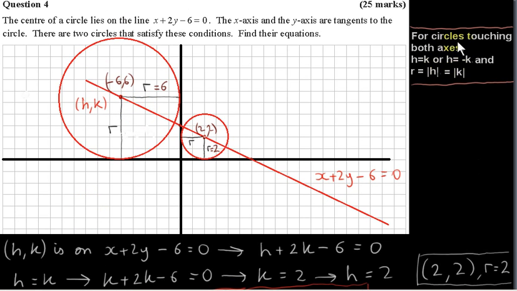I would recommend keeping this result in mind anytime you're dealing with a question involving circles touching both axes. And it doesn't matter where the circle is centered. It could be centered in this quadrant here. Then either h is equal to k, or h is equal to minus k, and the radius is just the magnitude of either h or k. Similarly for any circle centered in this quadrant. So it works anywhere.